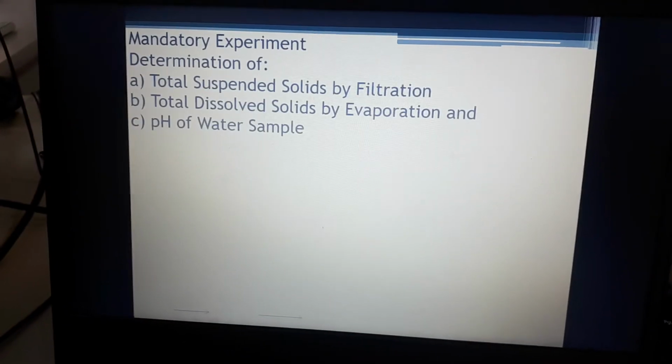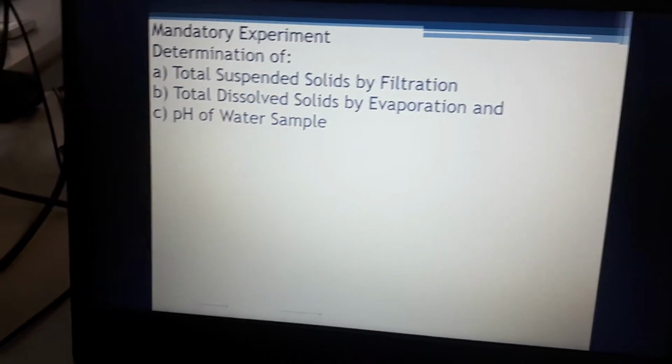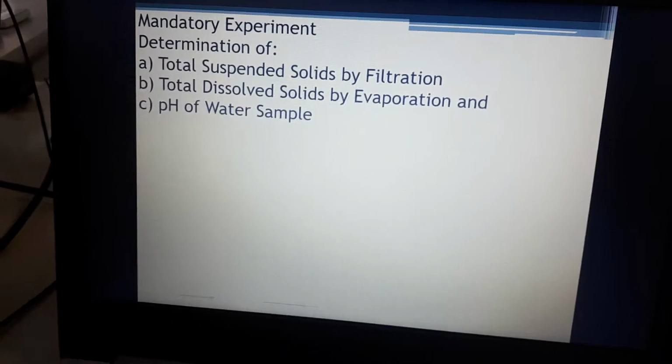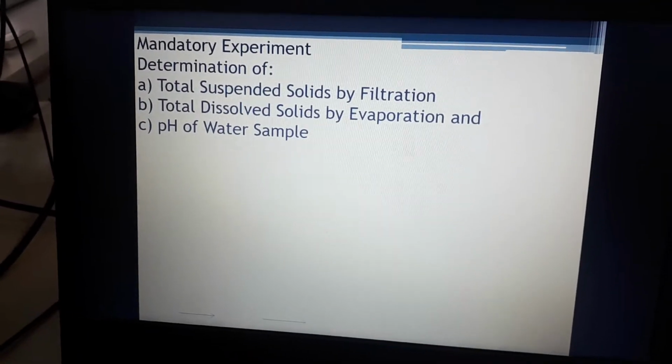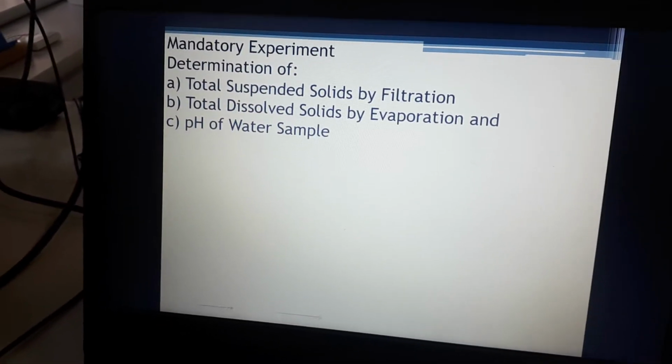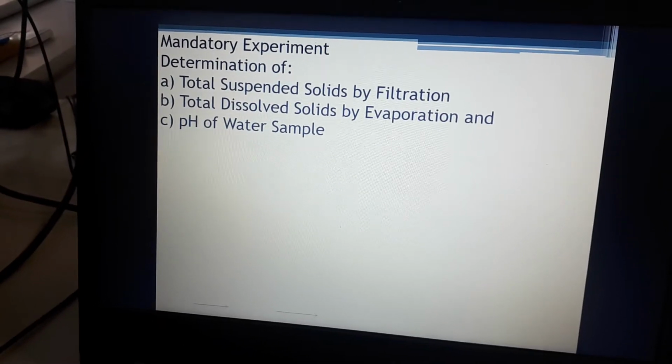Okay, so next here we're going to have a look at the mandatory experiment. Now it's important to note that this mandatory experiment is primarily an ordinary level experiment. Very rarely comes up on the higher level, but obviously still needs to be done.